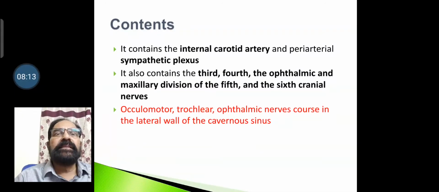Coming to contents, it contains internal carotid artery and the periarterial sympathetic plexus around it. It contains third, fourth and ophthalmic and maxillary divisions of the fifth and sixth cranial nerves. The oculomotor, trochlear and ophthalmic nerves course in the lateral wall of cavernous sinus.